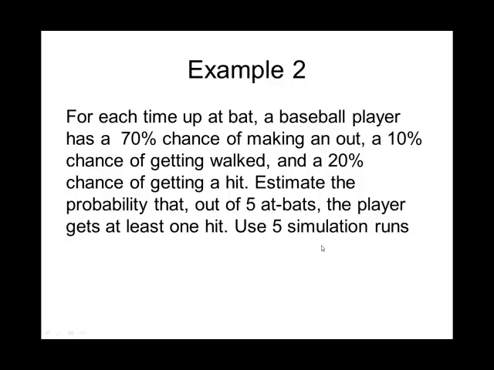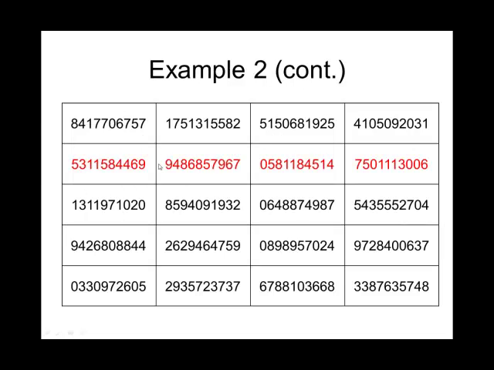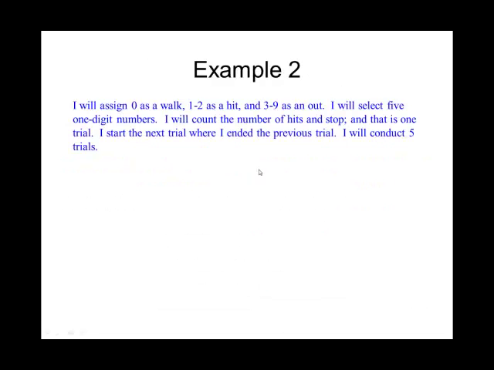Alright, so now I have to describe how I'm going to do my simulation. So this time I'm going to start on my second row of random digits. I will assign 0 as a walk, 1 and 2 as a hit, and 3 through 9 as an out. I will select 5 one-digit numbers. I will count the number of hits and stop. And that is one trial. I start the next trial where I ended the previous trial, and I will conduct 5 trials.